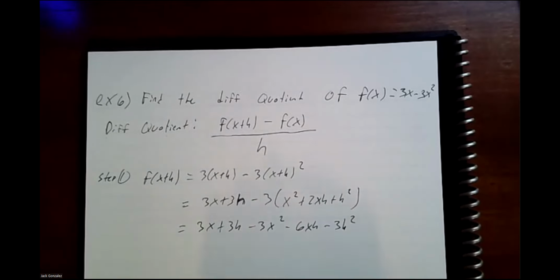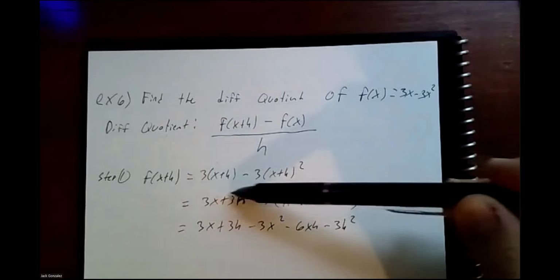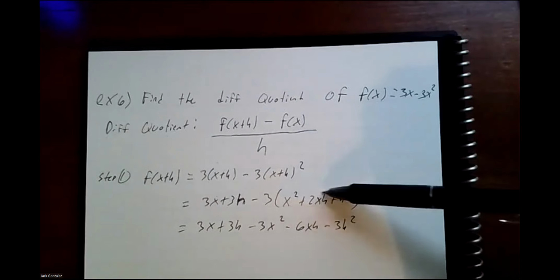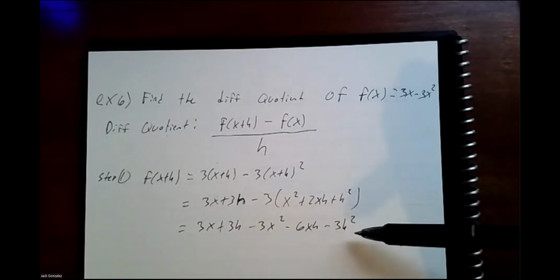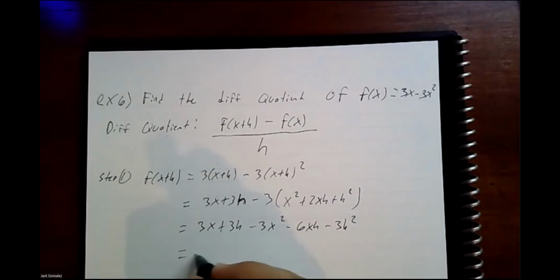So just going to slow down for a second. 3 times x, 3 times h, give me these two terms. FOIL this out or multiply this out, gives me these three terms. Multiply by negative 3 gets me these new terms. All I'm doing is plugging in x plus h and simplifying. That's all I did. Combine like terms. I don't see any. So I'm just going to put them in order and move on.